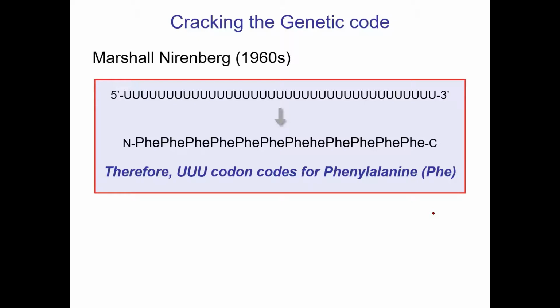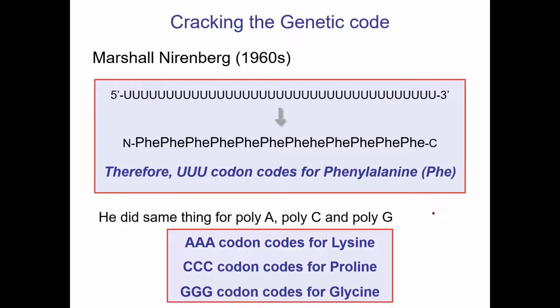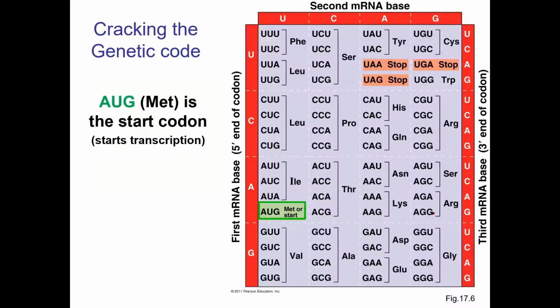So, a pretty straightforward experiment. Next, he tried a whole bunch of A's, and that coded for lysine, a whole bunch of C's coded for proline, a whole bunch of G's coded for glycine. And then after that, it gets a little bit more complex, right? You can imagine all of the other codons, but eventually people were able to crack and solve the puzzle of the genetic code. So there is the genetic code, and you're going to need a genetic code for your final exam. Don't worry, I will provide one for you, and it will be with the test. So you don't need to memorize it.